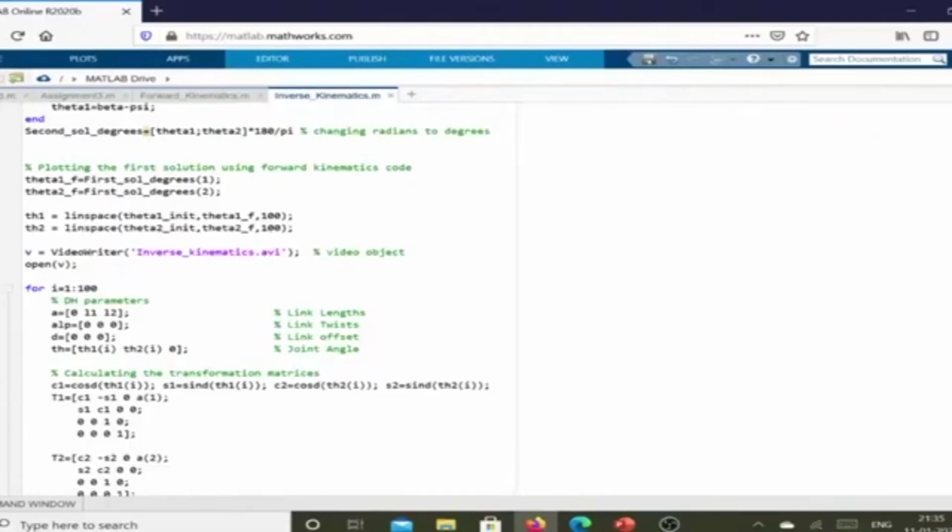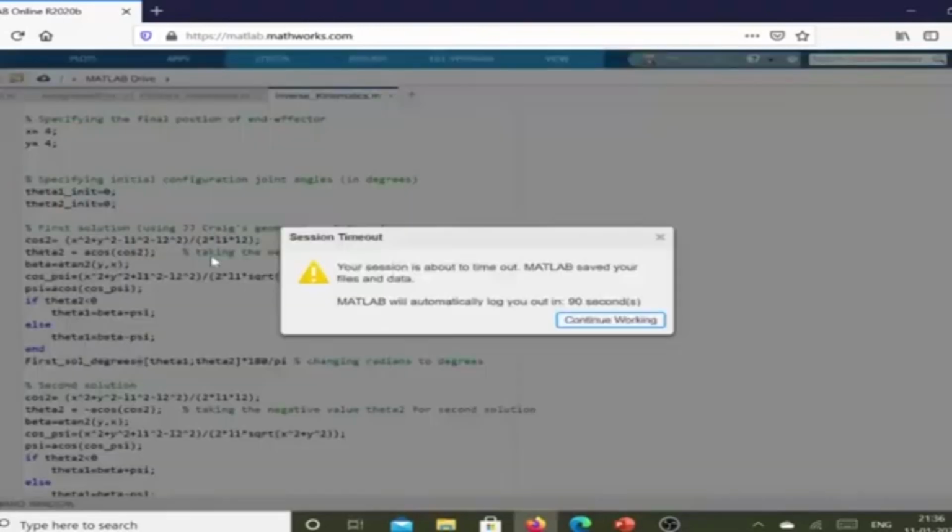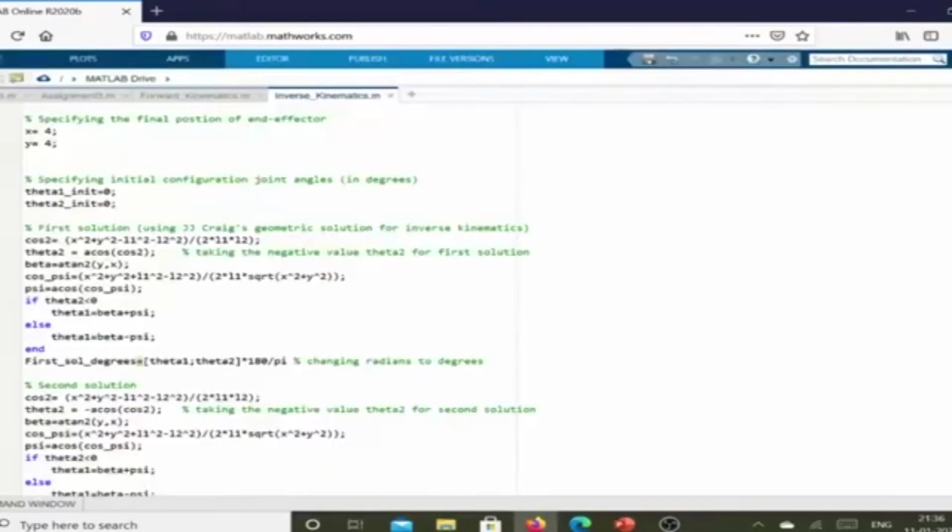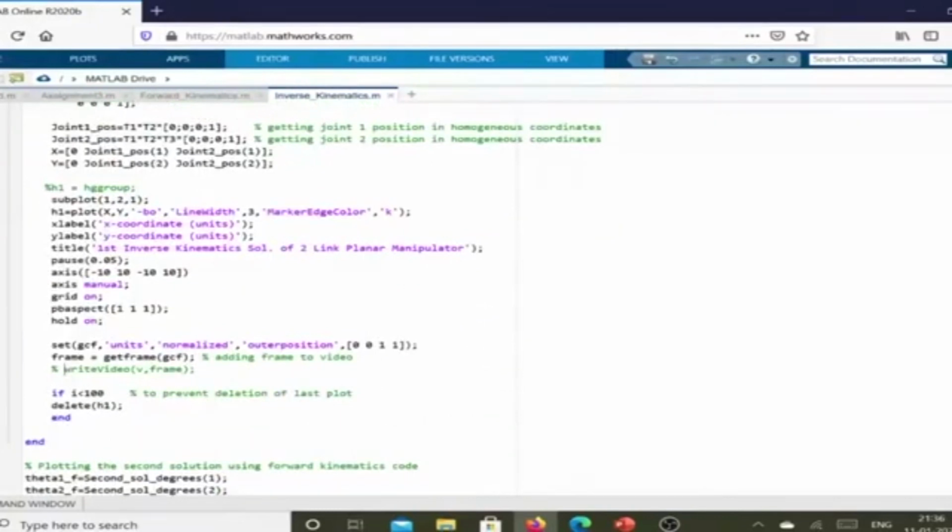So theta 1 increment is the final theta minus the initial theta, divided into 100 divisions. Similarly, theta 2 increment is theta 2 final minus theta 2 initial, divided by 100 divisions. Then we run a for loop, which is shown here, for i equal to 1 to 100. It will start incrementing from i equal to 1, then 2, 3, 4, like that up to 100. It will start from 0, 0 and end at whatever value was found in the inverse kinematics program. So this is the way inverse kinematics is done.